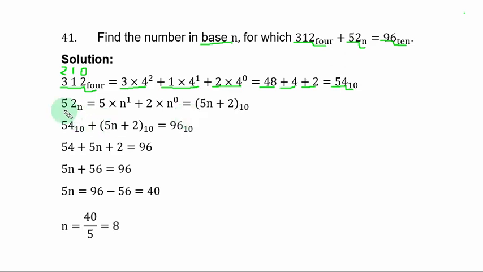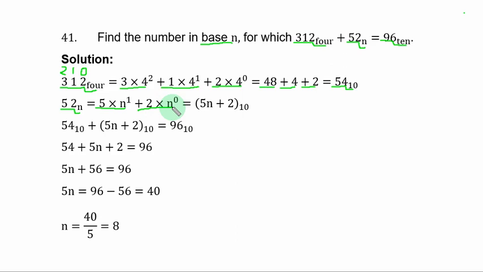The second number is 52 base n. You multiply 5 by n to the power of 1 because the position value of 5 is 1, plus 2 times n power 0.